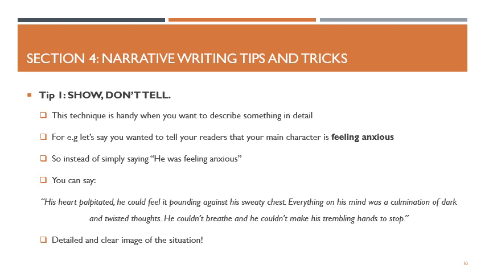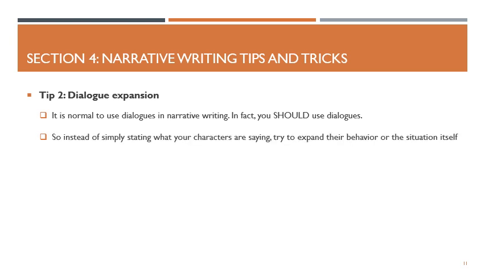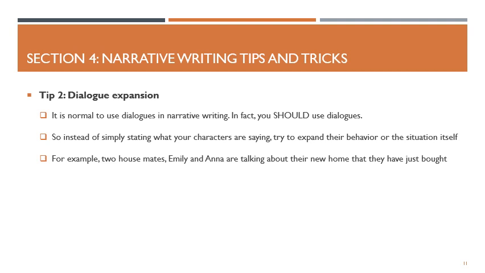Tip number 2, dialogue expansion. It is normal to use dialogues in narrative writing, and in fact, you should use dialogues. So instead of simply stating what your character is saying, try to expand their behavior or the situation itself. So for example, two housemates, Emily and Anna, are talking about their new home that they have just bought. So let's look at their conversation with and without dialogue expansion.